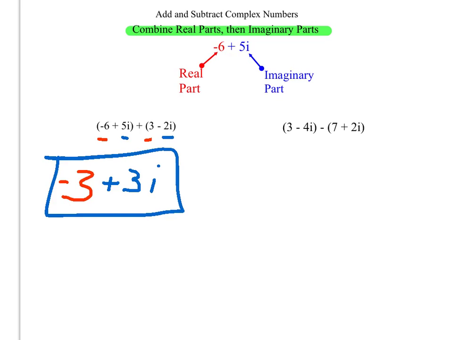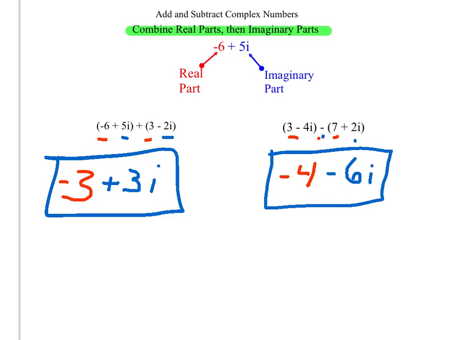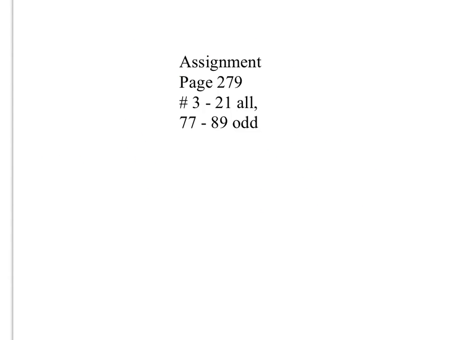Done. The other scenario is there's a minus in there. Make sure that you are aware of that minus, so when you are doing this, we have 3 minus 7, which is negative 4, but don't forget this minus goes to everything. So we also have negative 4i minus 2i, which will be minus 6i. And there is your complex number. Combine like terms. That'll cover it for today.